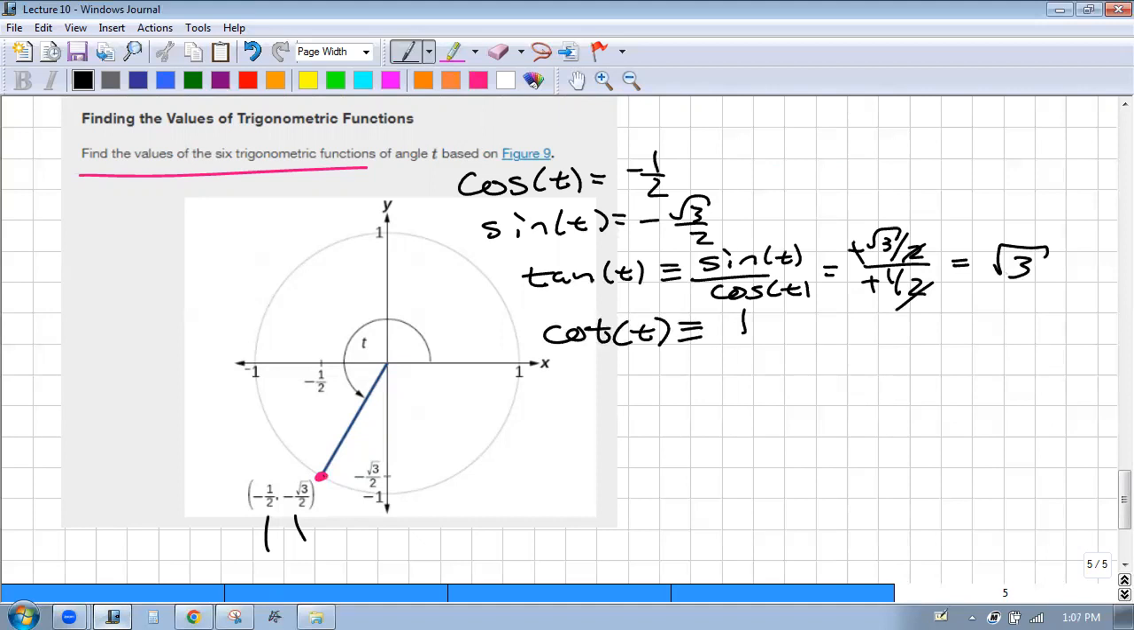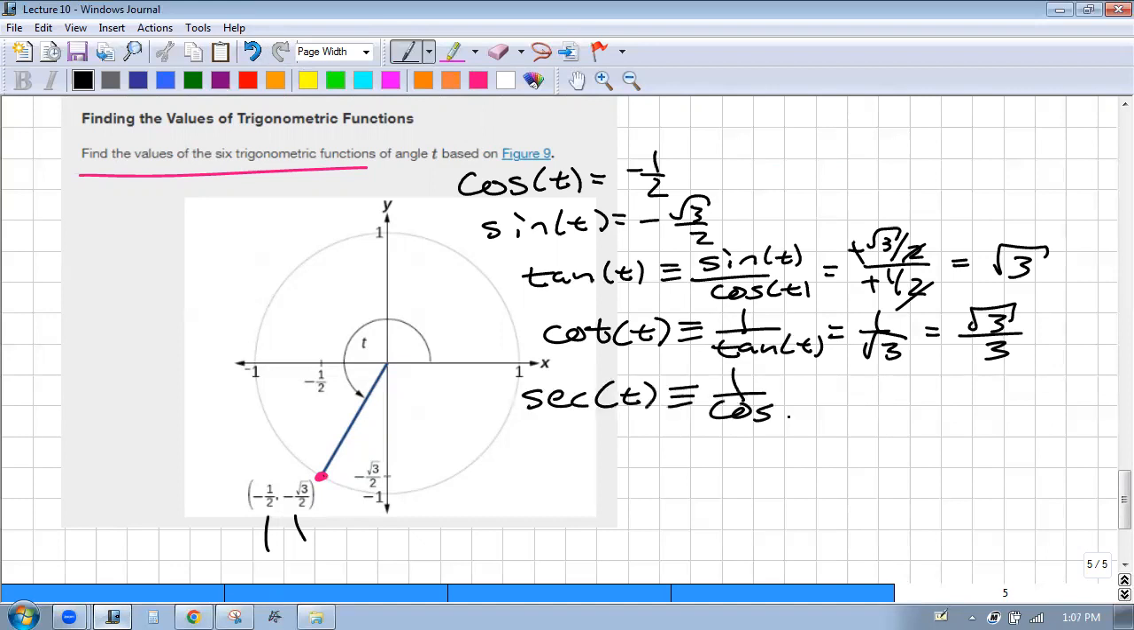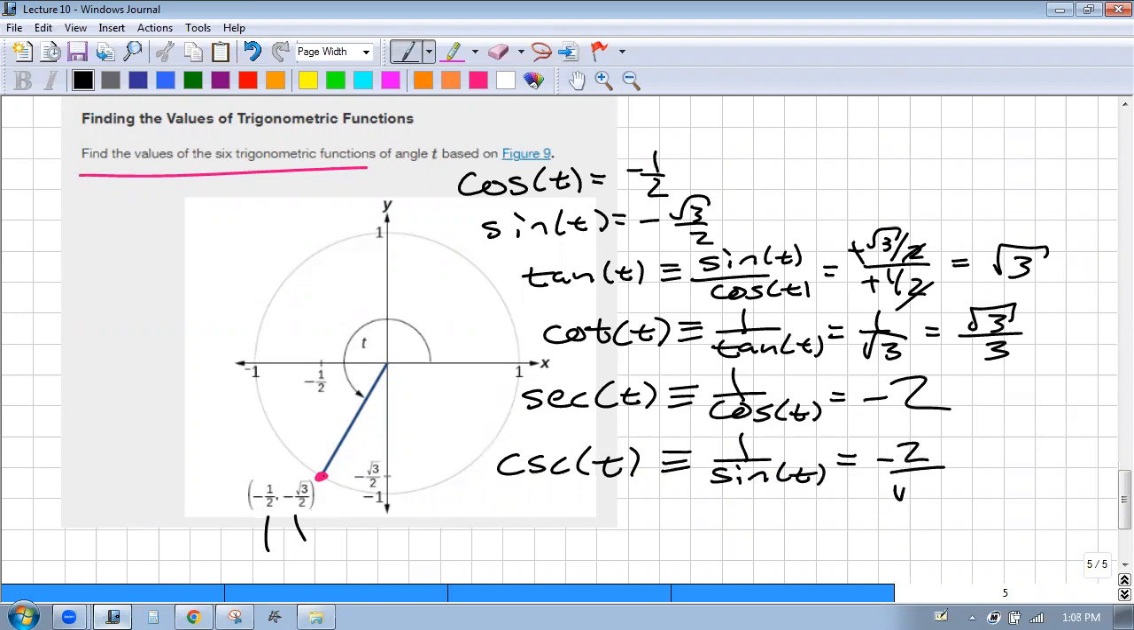Cotangent is always 1 over tangent. So 1 over that, which if you wanted to, you could multiply the top and the bottom by root 3. Secant is always 1 over cosine. So if cosine's negative 1/2, 1 over that's negative 2. And then cosecant is always 1 over sine. And so if we flip that over, we get this, which you could multiply the top and the bottom by root 3 if you wanted, and you'll get that.